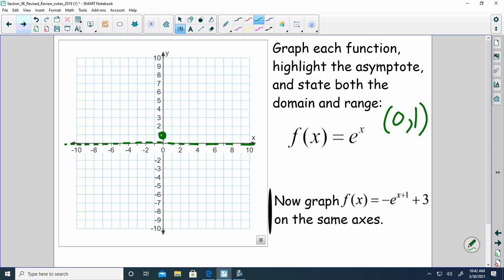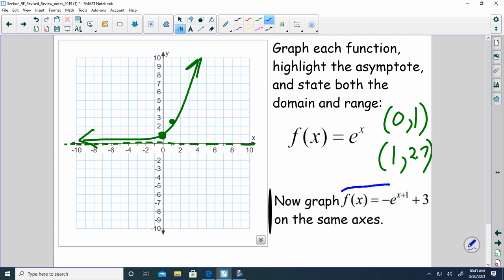Now, if you weren't allowed to use a calculator, I would say you have to know this. E to the first power is about 2.7. Okay? Being you have a calculator, go e to the first, and it's going to give you 2.7 with a big old long irrational decimal. So 1 comma 2.7, so it's like right here. Okay? We feel good about that?